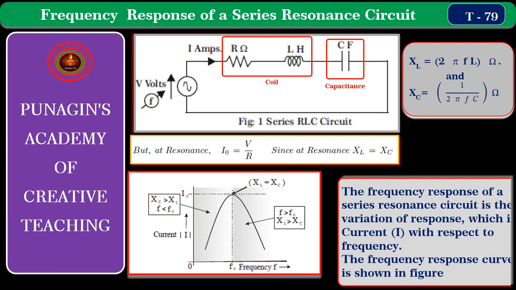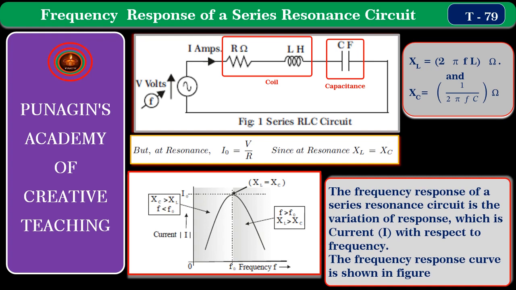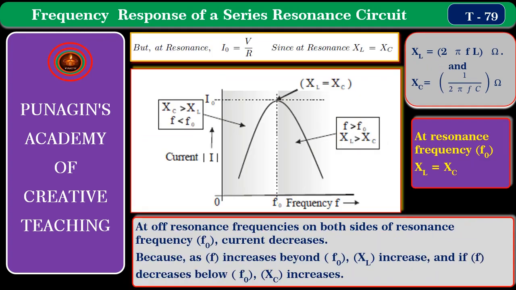The frequency response of a series resonance circuit is the variation of the response, which is current I, with respect to frequency. The frequency response curve is shown in the figure. We see that at off-resonance frequencies on both sides of the resonance frequency f naught, current decreases because as f increases beyond f naught, XL increases, and if f decreases below f naught, XC increases.